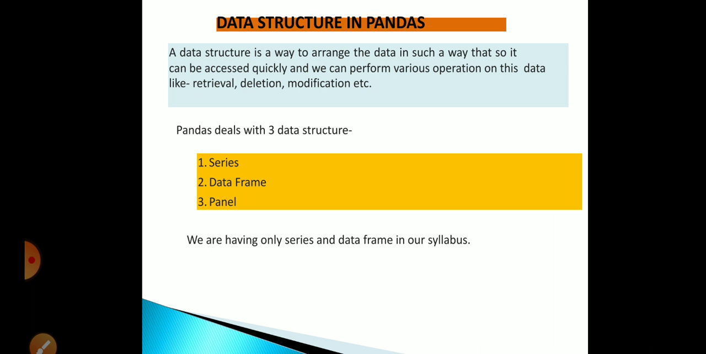Next, data structure. First, what is a data structure? A data structure is a way to arrange the data in such a way that it can be accessed quickly and we can perform various operations on this data, like retrieval, deletion, modification. What do you mean by modification? We can insert, delete, modify our data, change our data. This all comes under what? Modification. Pandas deals with three data structures.